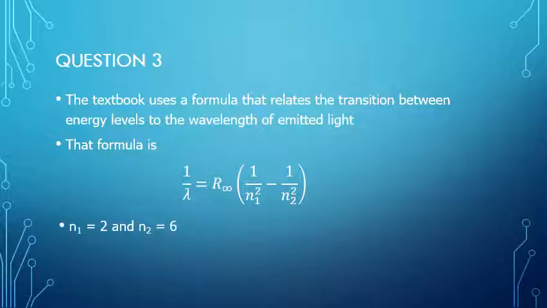So let's define these terms. For this example, n1 equals 2, n2 equals 6. For the problem you're doing, n2 will be 5. The R infinity is a version of the Rydberg constant. It's 1.097 times 10 to the 7 reciprocal meters.